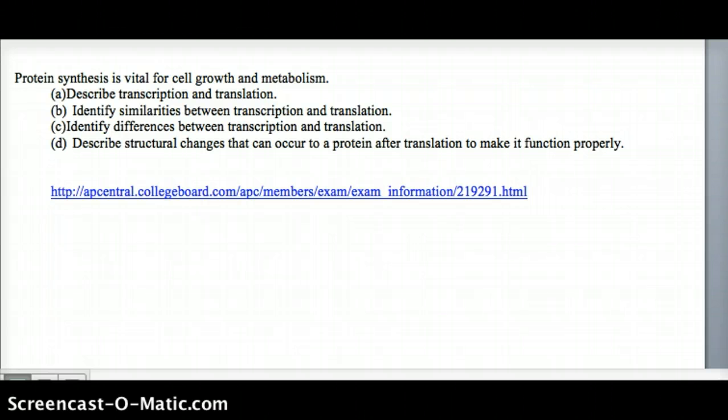Similarities between transcription and translation and differences. Now, I think this is kind of a weird question because they're two so different processes, but this came from the 2005 AP exam, and the link here will take you to those. You can't click on it in this movie, so you just have to copy it, or I'll include it in the email that I send you with the link for the videos.